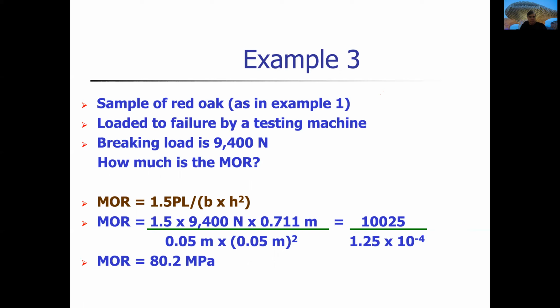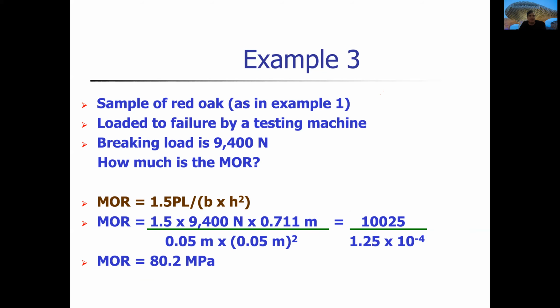That will be the length of the material. I'm sorry, the length of the material is 0.711, and after we need to divide by the base, that is 0.05, and multiply, by coincidence it is a square, 0.05 elevated to 2. And we resolve this, and the MOR is 80.2 MPa.